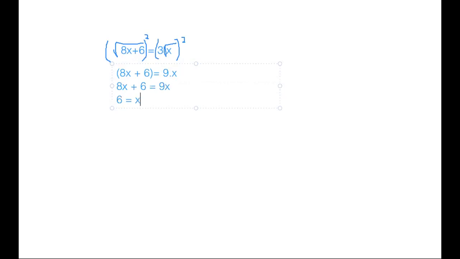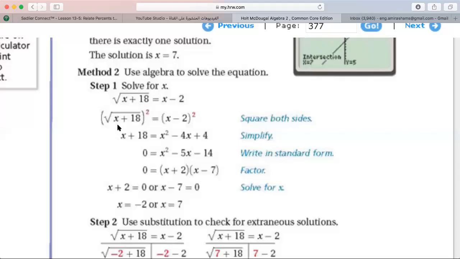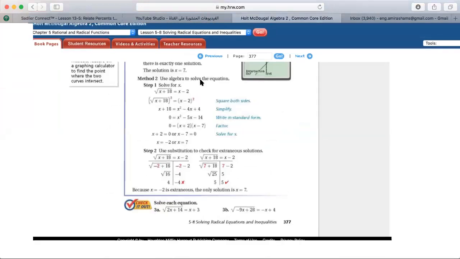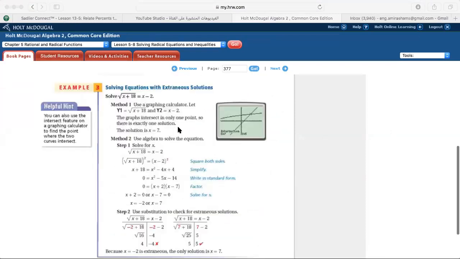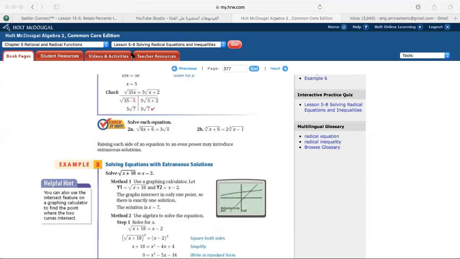Let's go back to the book here. So my answer here is equal to 6. X is equal to 6. Okay, and I have also to check my answer.